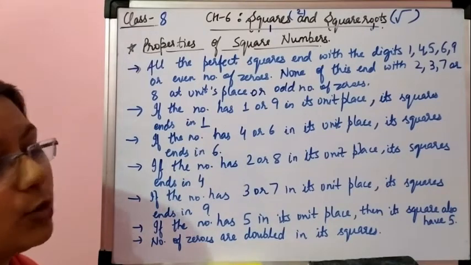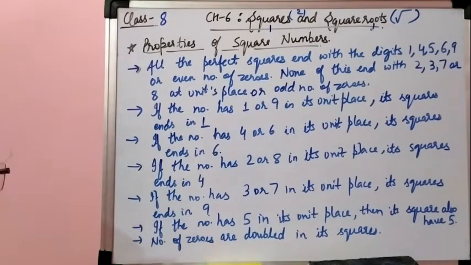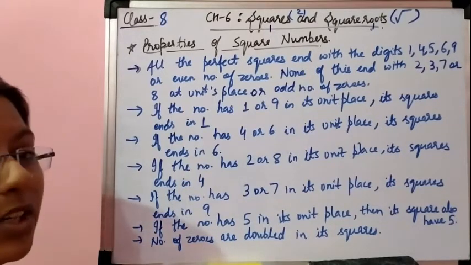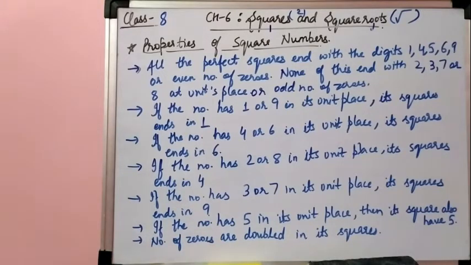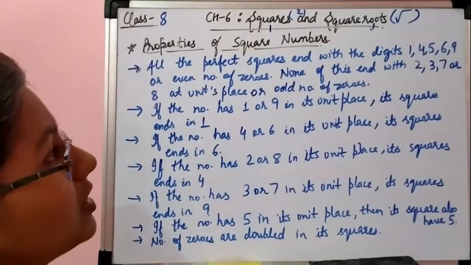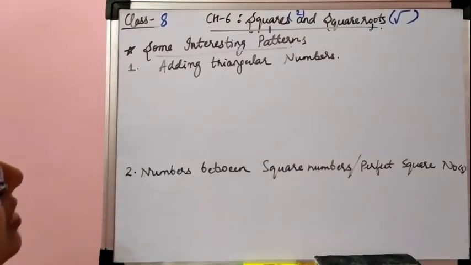Supposing I take the square of 10, the answer will be 100. So in 10 there was 1 zero, in 100 there are 2 zeros. If I take the square of 100, it will be 10,000. So in 100 there are 2 zeros, in 10,000 there are 4 zeros. In this way the number of zeros is doubled in its square. So these are the different properties of square numbers. Now we have some interesting patterns related to square numbers, and we will discuss some of those patterns. Now let's discuss some interesting patterns in squares and square roots.